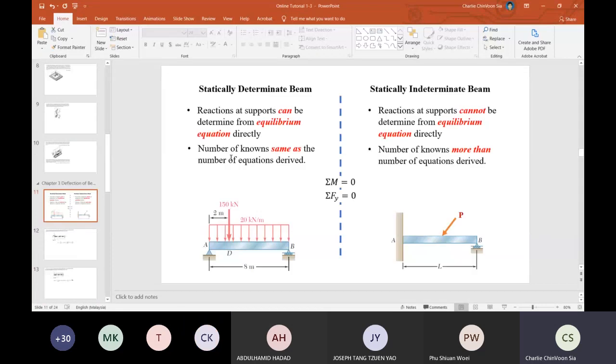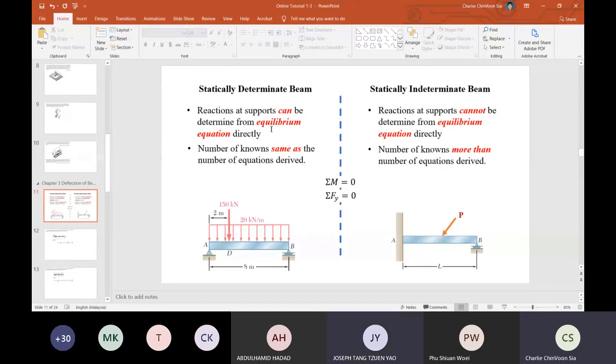So for statically determinate beam and statically indeterminate beam, it's actually very easy to identify. For a statically determinate beam, the reaction at the support can be determined from the equilibrium equations directly. Which means at the beginning, if you apply sum of moment equals 0 and then sum of Fy equals 0, you are able to determine the reaction at the support.